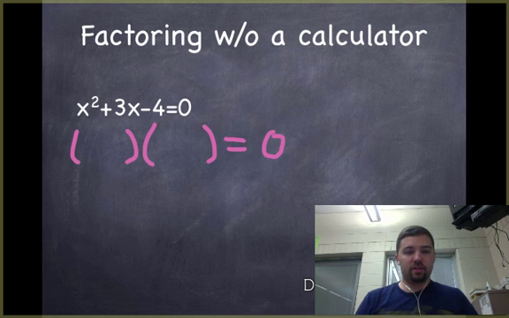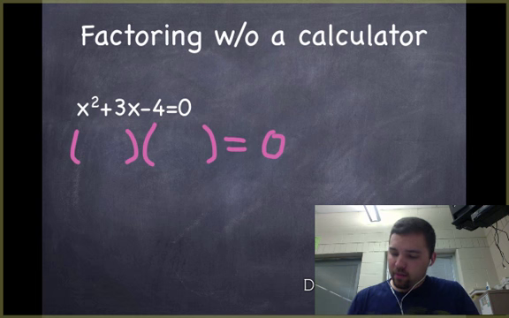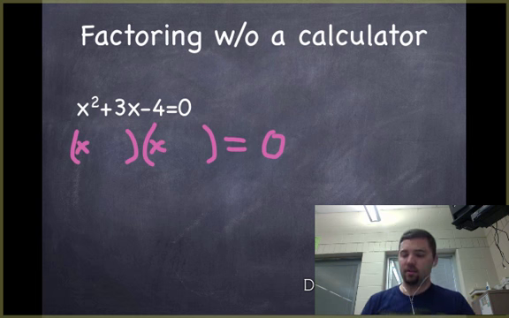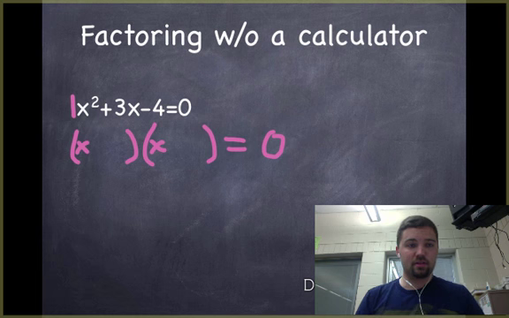x squared plus 3x minus 4. Well, if I'm trying to factor this, I know that my first term must be x, and the coefficient on that x has to be 1 because my coefficient right here is 1. All right, so we're trying to solve this equation and figure out what x is. Factoring is the technique we're going to use.